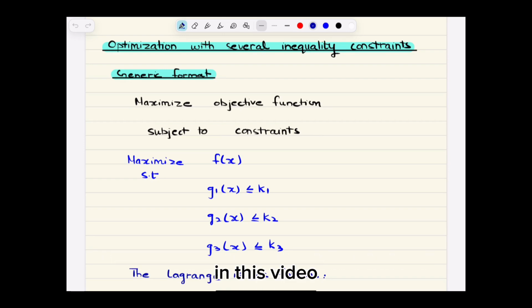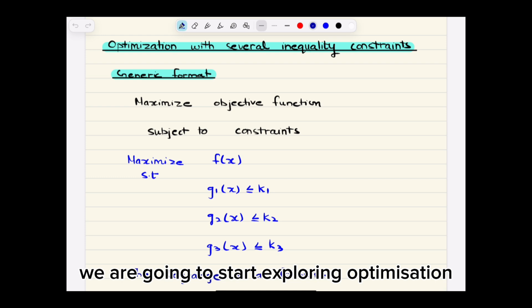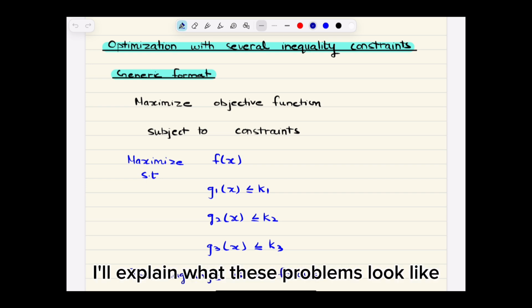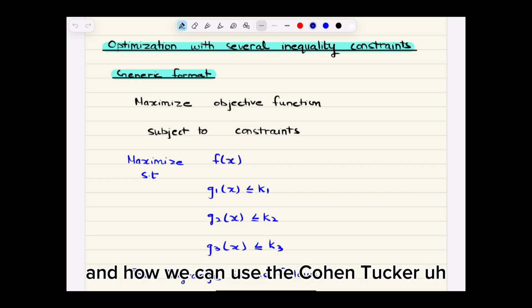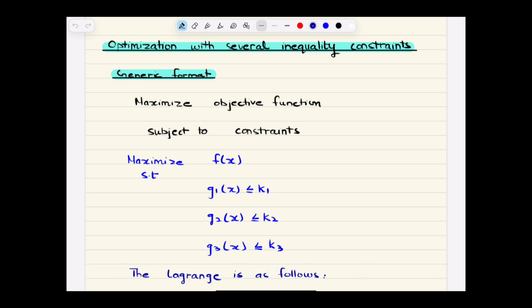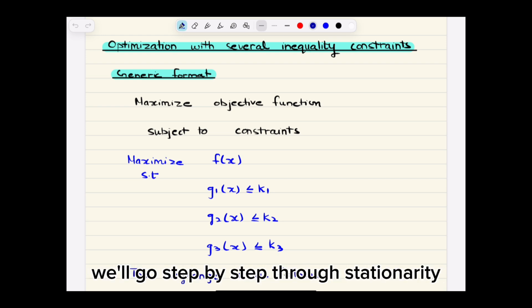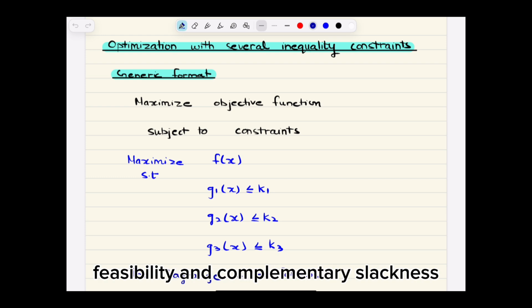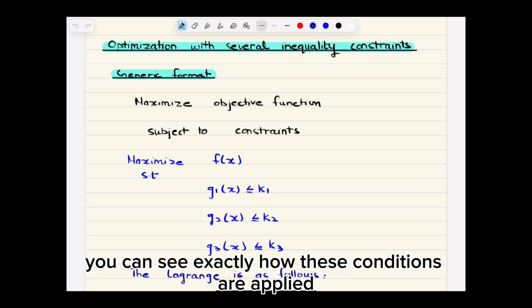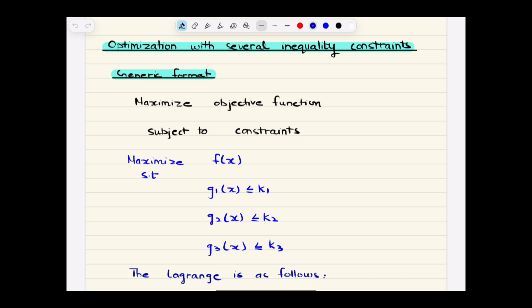In this video, we are going to start exploring optimization but with inequality constraints. I'll explain what these problems look like and how we can use the Kuhn-Tucker conditions to find optimal solutions. We'll go step by step through stationarity, feasibility, and complementary slackness, and then solve a complete question so you can see exactly how these conditions are applied in practice.